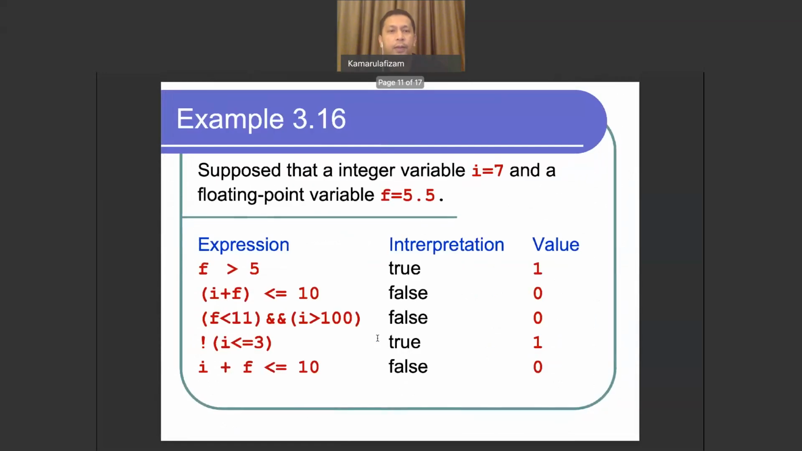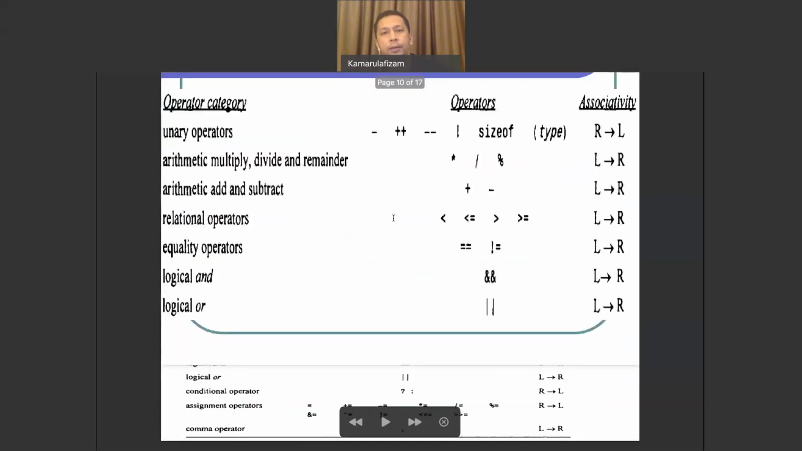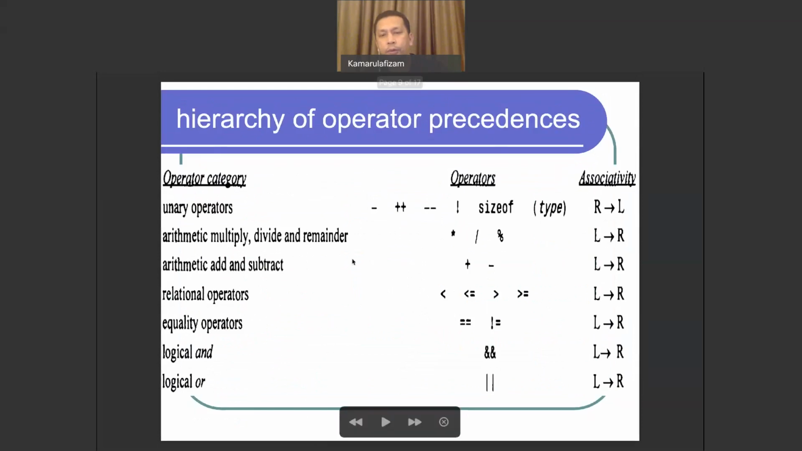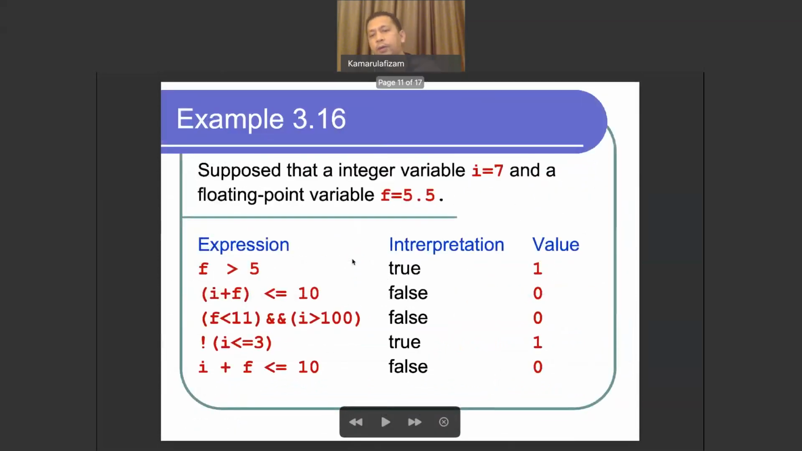Also, same here. This is example 3.16. Suppose that an integer variable I equal to 7 and a floating point variable f equal to 5.5. For the logical and relational operators, you have the output of the operation in the form of logic, 0 or 1. For example, f is bigger than 5. f is bigger than 5, so this expression is true, so the program will return value 1.